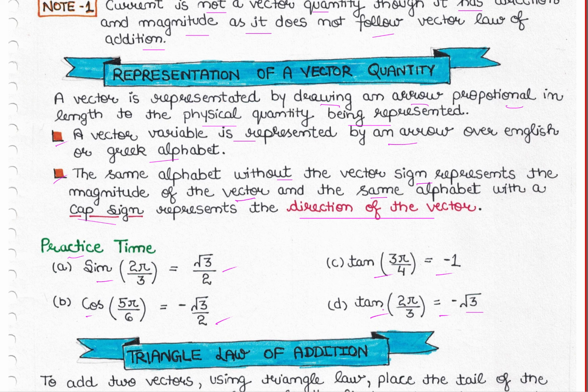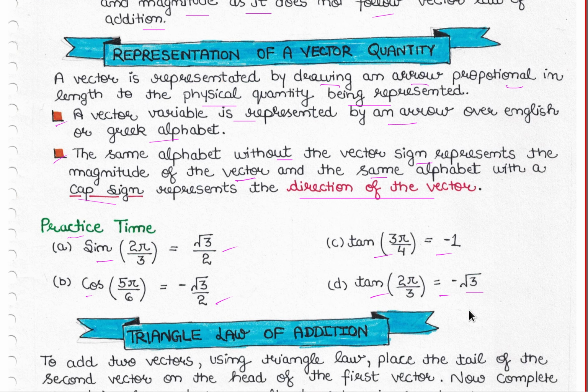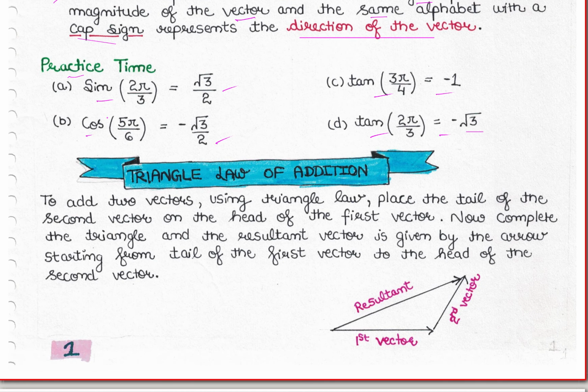Triangle law of addition. It states that to add two vectors using triangle law, place the tail of the second vector on the head of the first vector. Now complete the triangle and the resultant vector is given by the arrow starting from the tail of the first vector to the head of the second vector. In this figure, first vector is this and second vector is this, so the resultant vector is this.